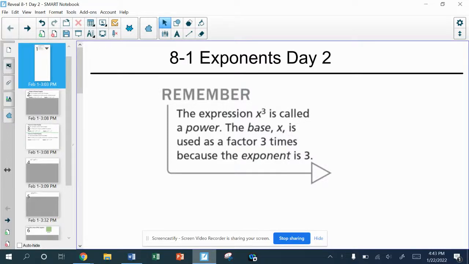Hello again, algebra students. Today we're just going to review the exponent rules that we learned in the last lesson.